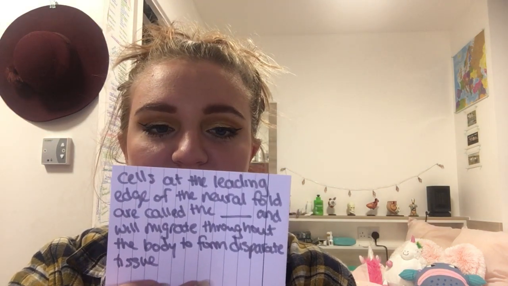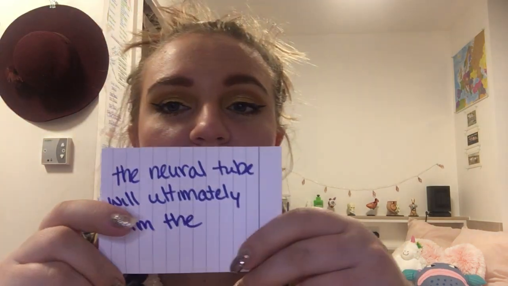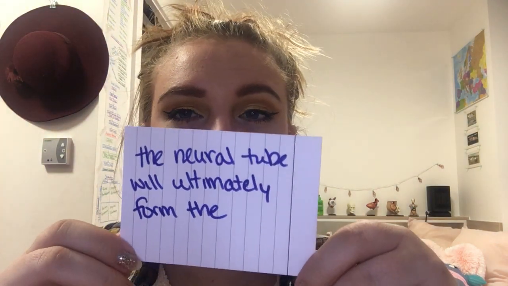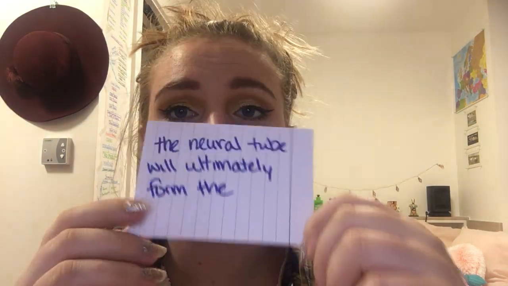What are those? Those are cells at the neural crest. And then the neural tube will ultimately form what does that turn into? Turns into the CNS, the central nervous system. It turns into the brain and spinal cord.